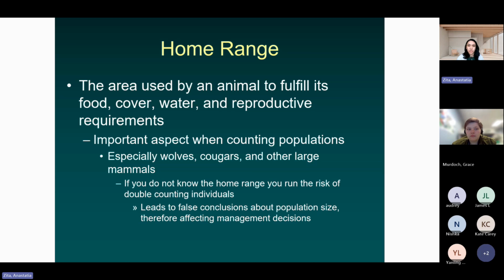For example, if a population is thought to be larger than it actually is, some managers might allow for hunting or other activities that can harm the population, which could threaten the species' survival. So understanding an animal's range is important for effective population management and conservation efforts. And one thing we have found is reduced home ranges in urbanized areas for animals like red fox and white-tailed deer.